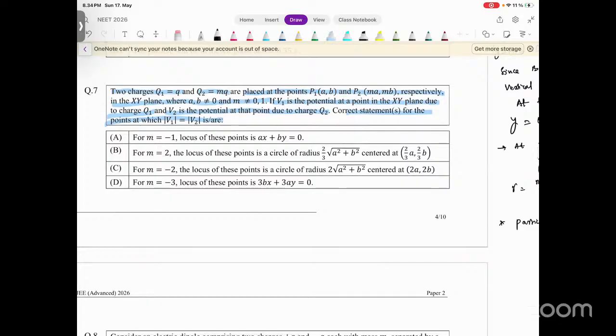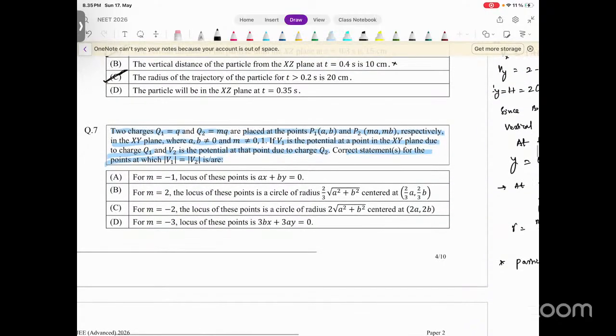Two charged particles, Q1 equal to Q and Q2 equal to MQ, are placed at the points P1, A comma B, and P2, MA comma MB respectively, in the XY plane, where A, B are not equal to 0 and M is also not equal to 0 and 1. If V1 is the potential at a point P in the XY plane due to the charge Q1, and V2 is the potential at a point due to the charge Q2, what is the correct relation is asking.